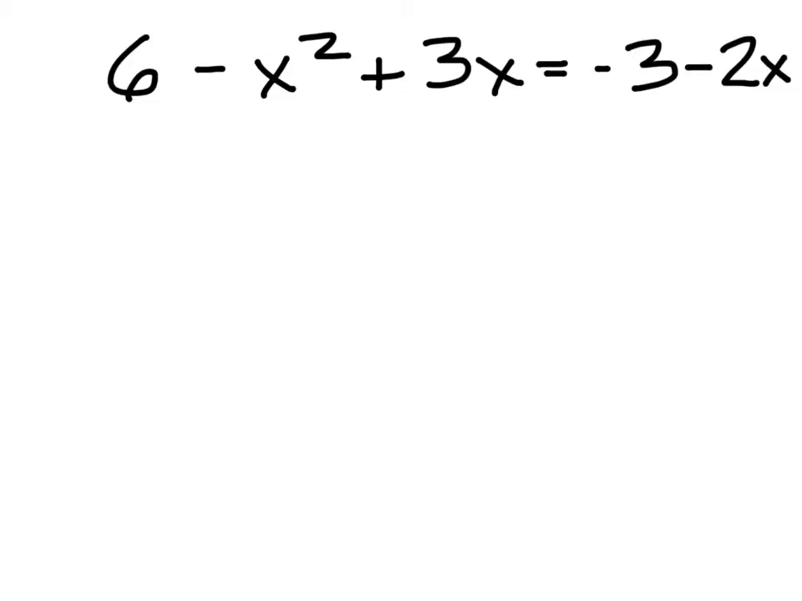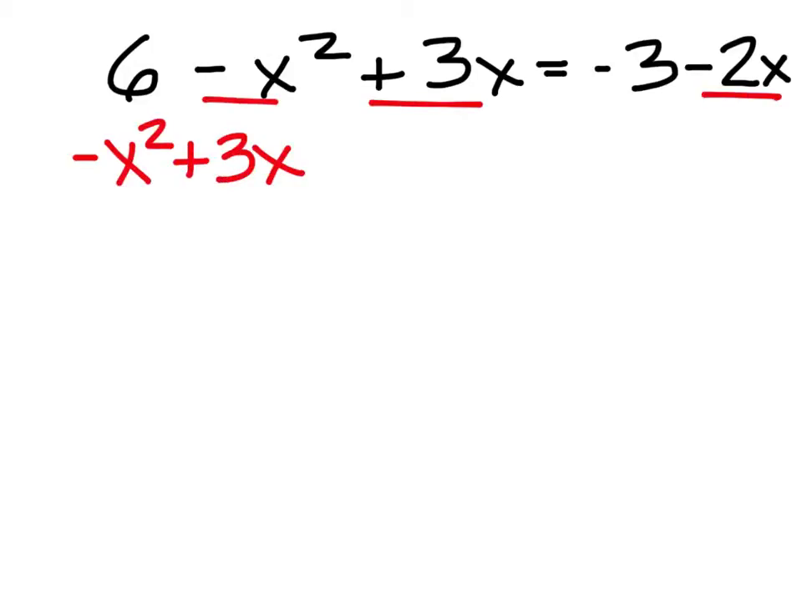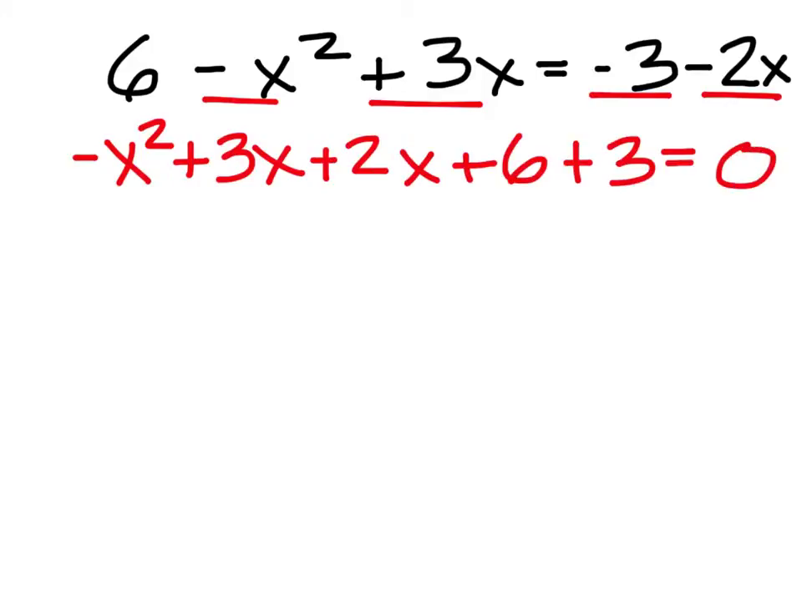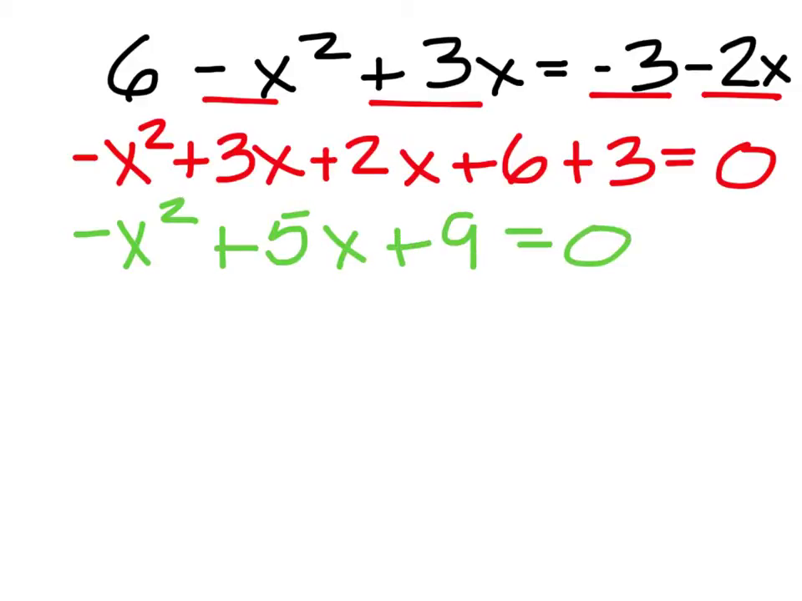On the practice problem, you should have negative x squared plus 3x plus 2x plus 6 plus 3 equals 0. And when you simplify that, you will come up with negative x squared plus 5x plus 9 equals 0. How many had that much of it? All right, so you're still on track.